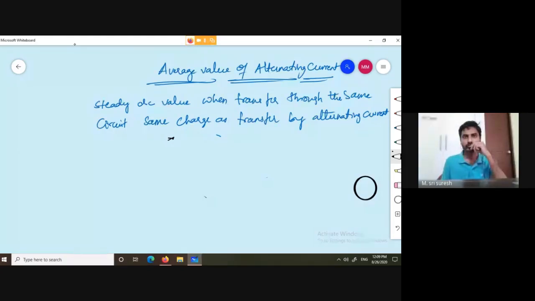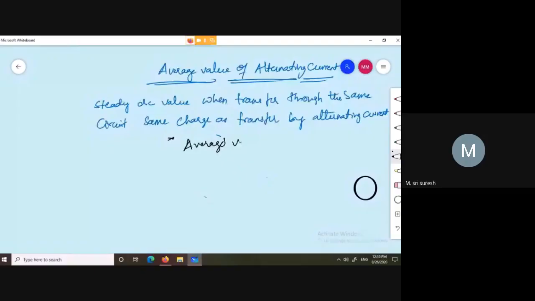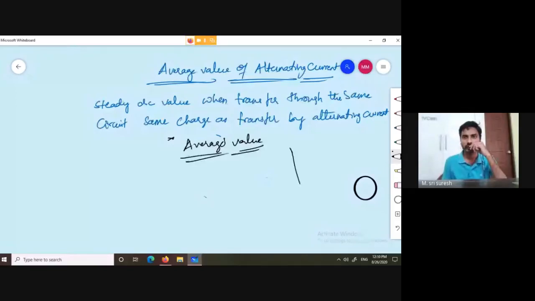Now we'll see about the average value for an alternating current. How to solve for the average value of an alternating current? For that we need to consider the alternating current waveform with respect to time. This is an alternating current waveform, and the time period is 0 to 2 pi for one complete cycle. For a half cycle, what is the period? 0 to pi.